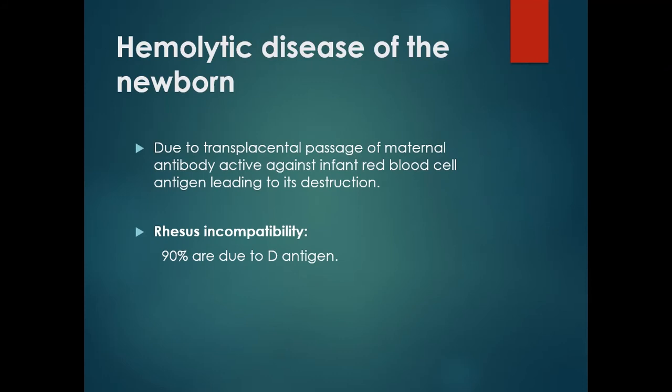Now we talk about rhesus incompatibility. 90% are due to D antigen. Of course, there are other antigens, but the most common is D antigen, then capital C antigen and others.